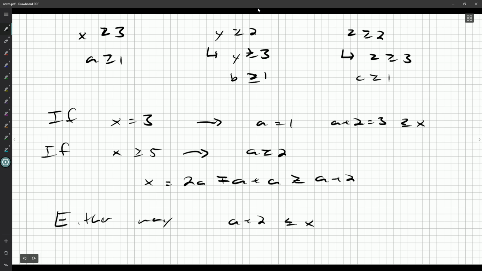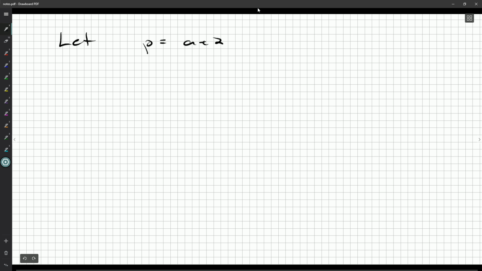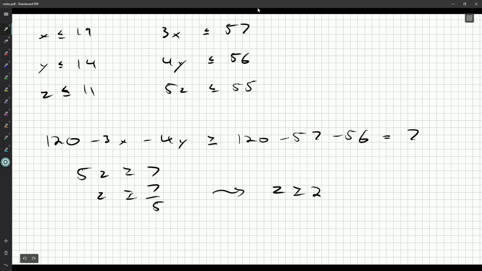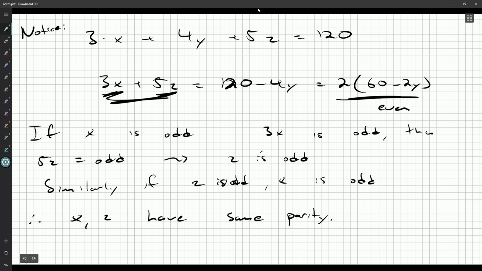So we're just going to take P is equal to A plus 2. A plus 2 is less than or equal to X, so that works out because we were dealing only with odd numbers. We'll let Q be B, and we'll let R be C. And there we go. So those are the 4 cases. We narrowed it down to 4 rather than 8, thanks to working with parity.